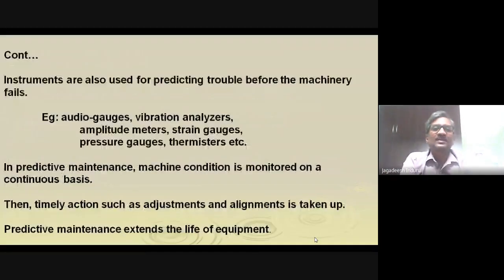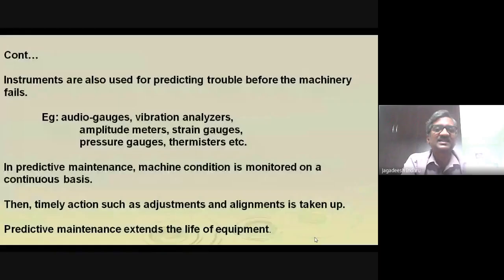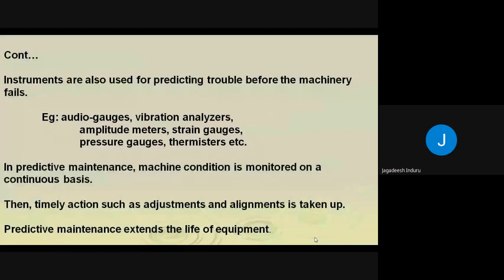Instruments are also used for predicting the trouble before machinery fails. Most of the times we are going to use some tools to determine this. One is the audio gauges, and the vibrational movements you are going to find out and predict. And the vibration analyzers are present, without touching them. Sometimes we can see the vibration levels beyond the limit. Amplitude meters, strain gauges, pressure gauges and thermistors, these are all the things which we can have a sense.